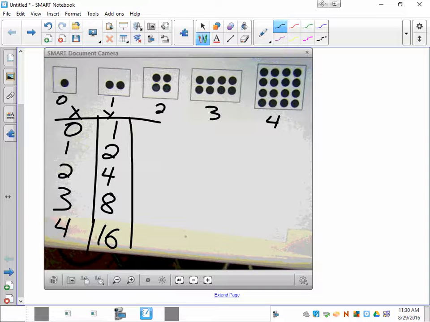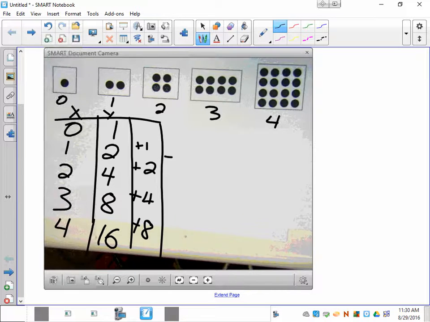Let's calculate our first differences. What do I get for my differences? Plus 1, plus 2, plus 4, plus 8. Is this linear? No. So let's see if it's quadratic. Go to the next differences. Plus 1, plus 2, plus 4. Is anybody going to talk me out of this?